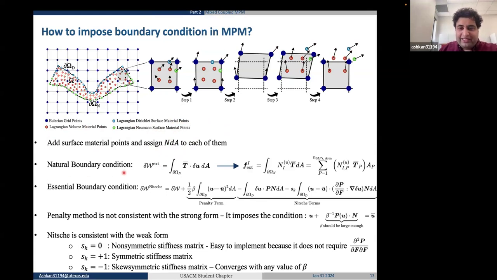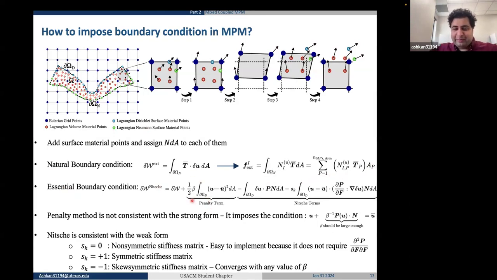Okay, for natural boundary conditions, it's simple. We have just this term in the energy functional which appears, and this is the external force term. We just calculate this integral as a summation over the boundary material points for the Neumann boundary condition. But for essential boundary conditions, it's a little bit more complex. Two methods can be used, penalty or Nitsche method. There are a couple more, but these are the ones we use.